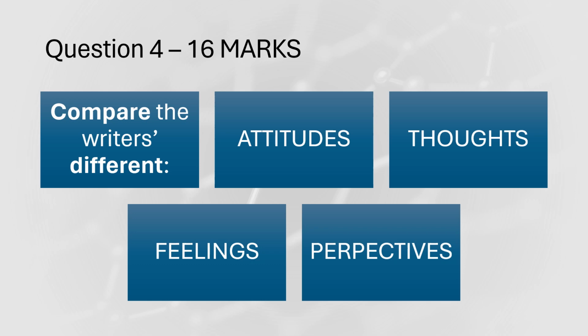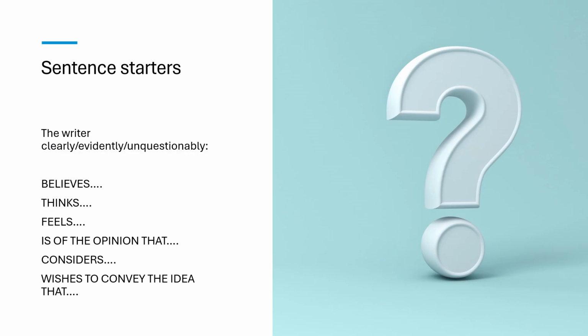Sometimes the question will ask you to look at similarities. Sometimes it will ask you to look at differences. Make sure you get that right. When you're looking at the question, highlight whether it's asking you for similarities or differences. So some useful sentence starters for this question. The writer clearly, evidently, unquestionably believes, thinks, feels, is of the opinion that, considers, wishes to convey the idea that.